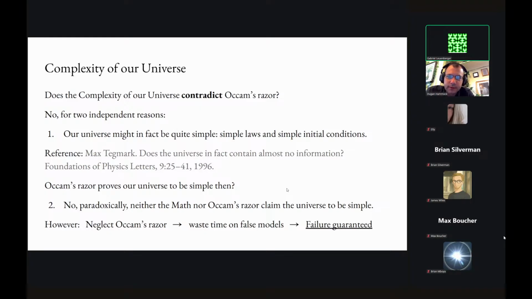Correct, yeah. And the math basically shows if you neglect Occam's razor, then you waste time on false models and then you fail. That's kind of like what happened to Einstein initially. It doesn't guarantee your success, but at least if you don't use it, you're guaranteed to fail. Yeah.